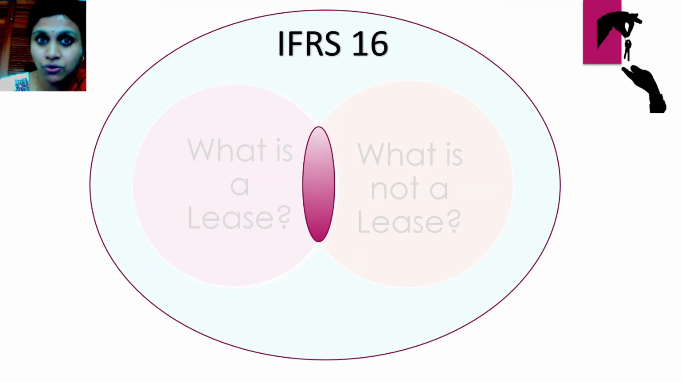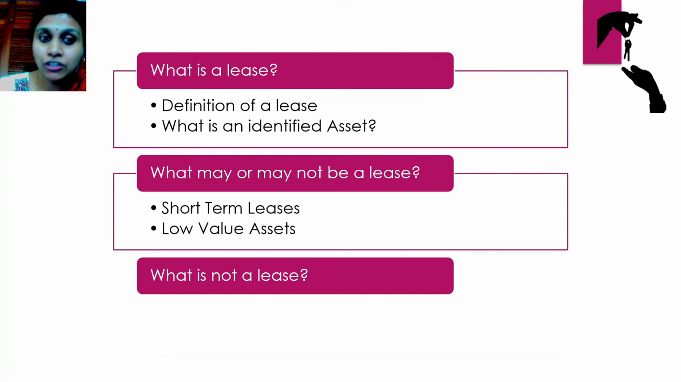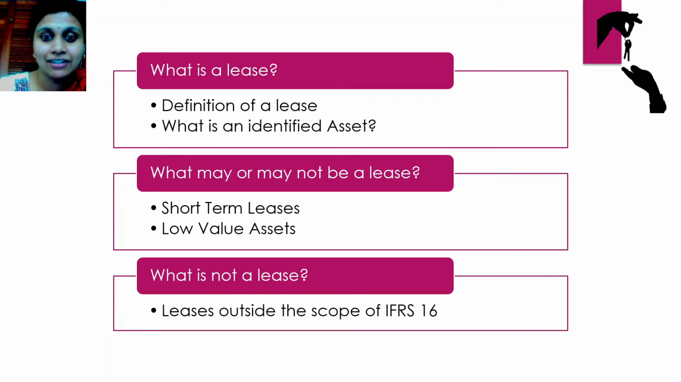The first video has already been posted. It is on identified asset. The second video is this one. Over here, what I will be focusing on are short-term leases, low-value leases, as well as leases that are outside the scope of IFRS 16. This will be a really short video as it is merely a continuation of the earlier one.